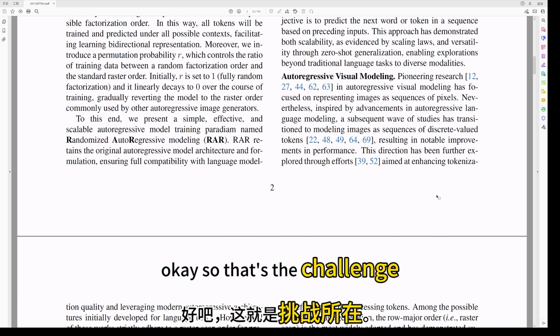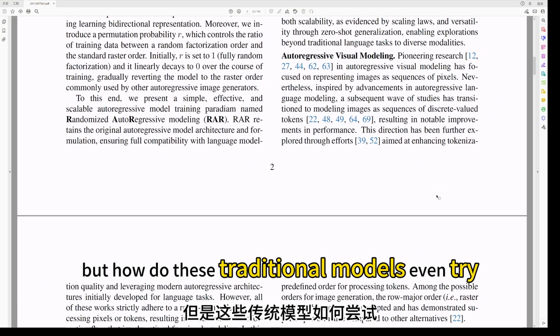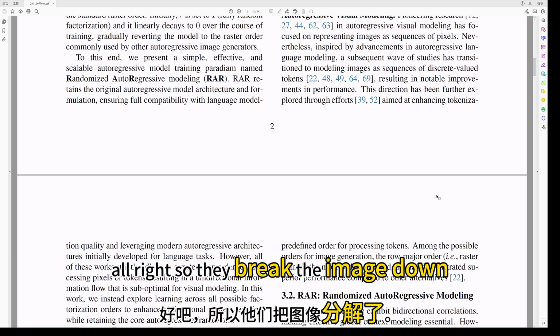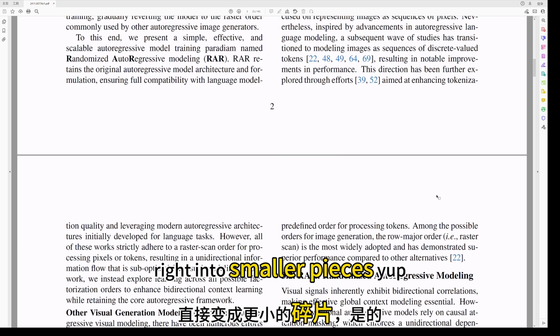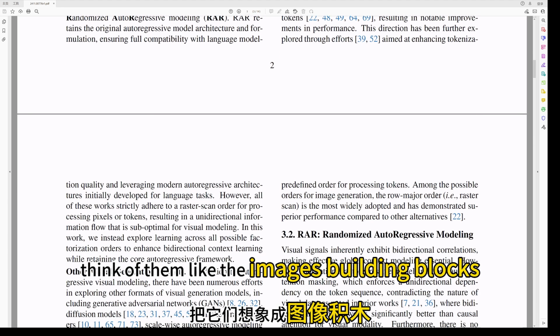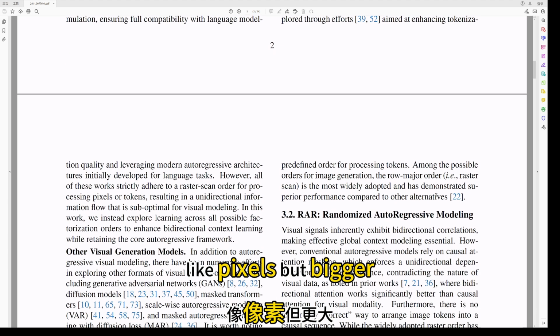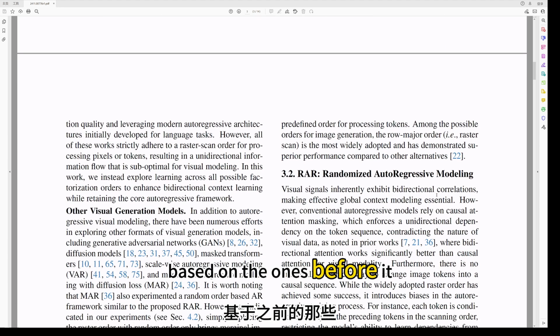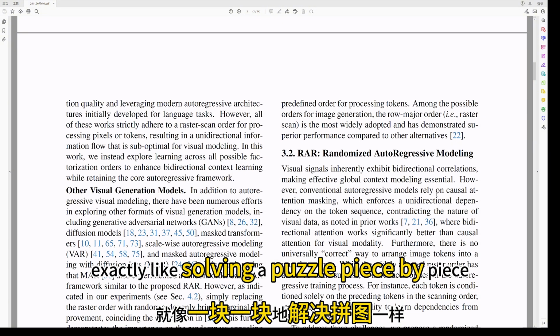Okay, so that's the challenge. But how do these traditional models even try to generate images in the first place? All right, so they break the image down into smaller pieces, called tokens. Think of them like the image's building blocks, like pixels, but bigger. Okay, so they predict the next building block based on the ones before it. Exactly, like solving a puzzle piece by piece.